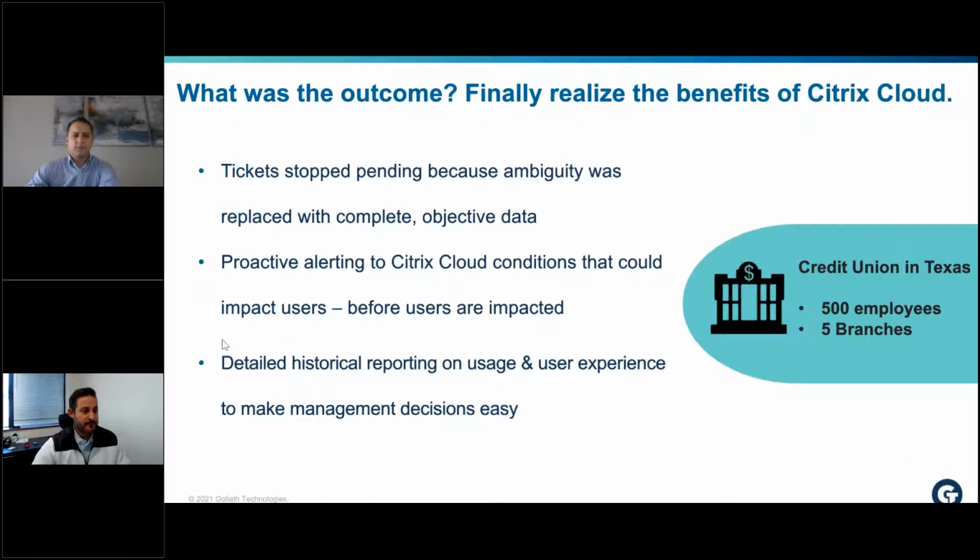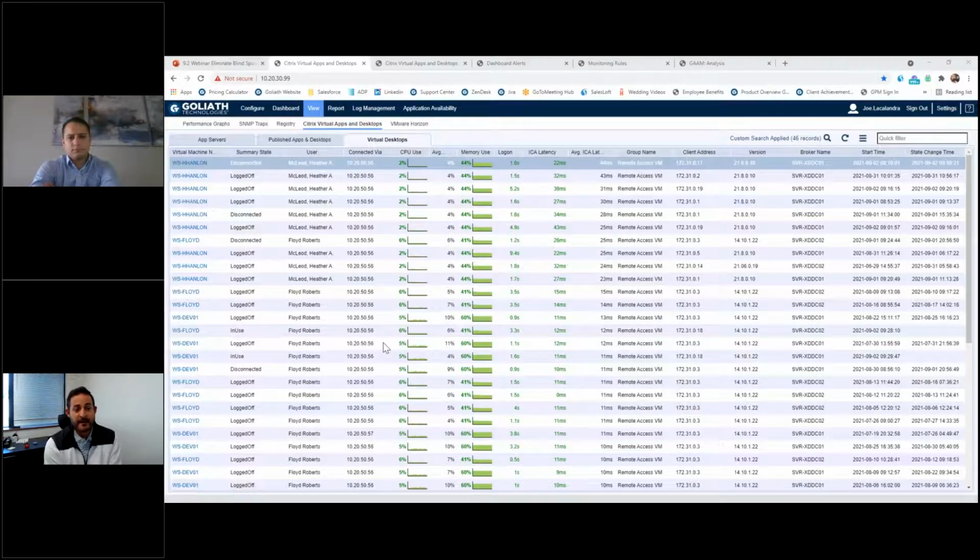So I think at this point, we've shown enough slides. I think we can actually get into the live IT environment and show exactly how this technology was able to help out this specific customer. So what we're going to move to is a live IT environment, and we're going to show you exactly how the team at this credit union, this bank in Texas, was able to use the data in Goliath to be able to solve the 3 bullet points that we talked about. So like we said, immediately upon deployment, we're discovering the entire environment.